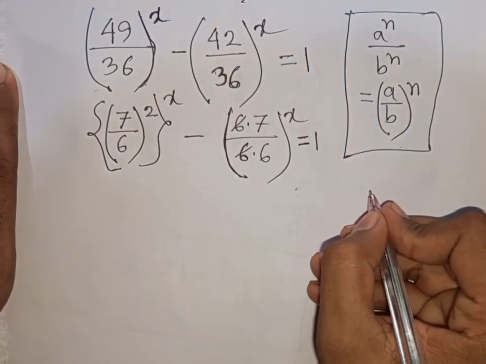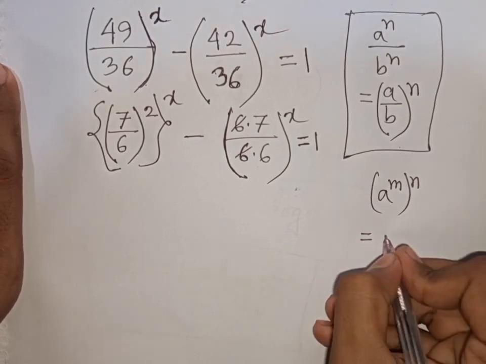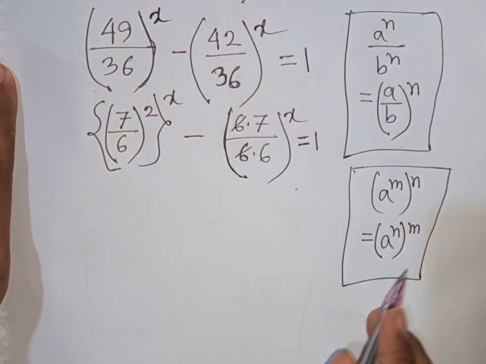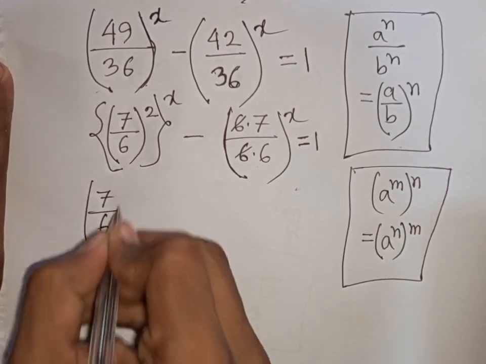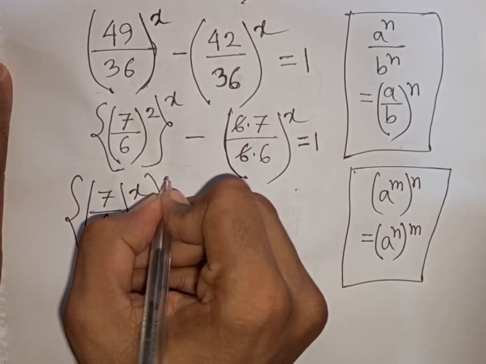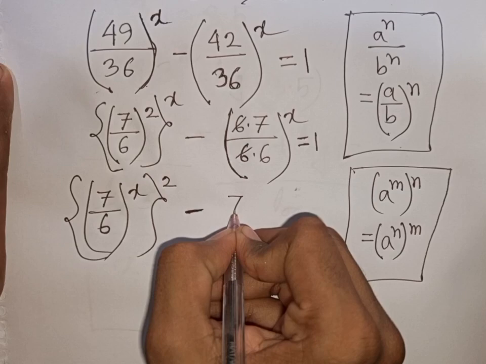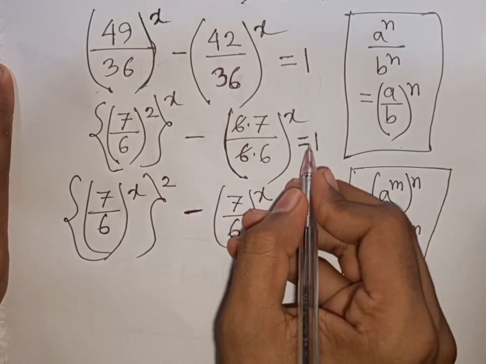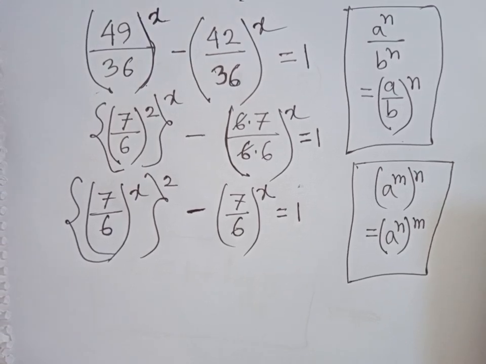Now here you can apply the rule that a power m, bracket power n, is equal to a power n, bracket power m. So according to this rule we can write here 7 over 6, then bracket power of x, then second bracket power of 2, minus 7 over 6, then bracket power of x is equal to 1.